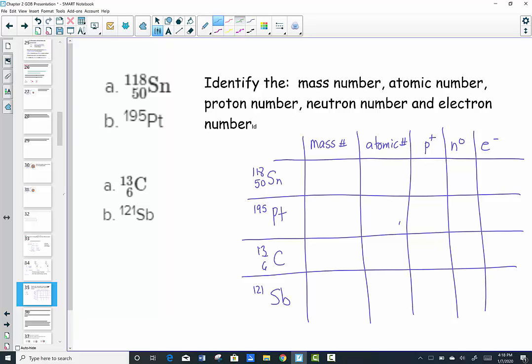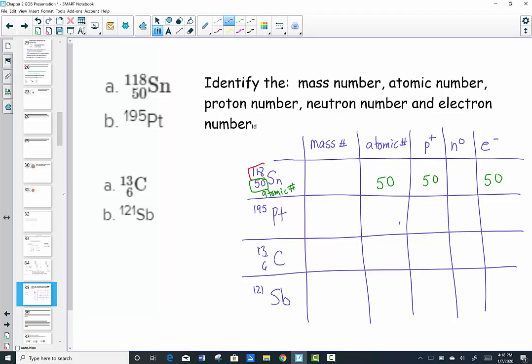The identity of the atom comes from the atomic number. So I know the atomic number right off the bat is number 50 for the first element, Sn standing for tin. Tin on the periodic table is number 50, Sn. And by definition, I also know that there are 50 positive protons, and since atoms are neutral, they have 50 negative electrons. So those three columns can be filled out by simply knowing the bottom number.